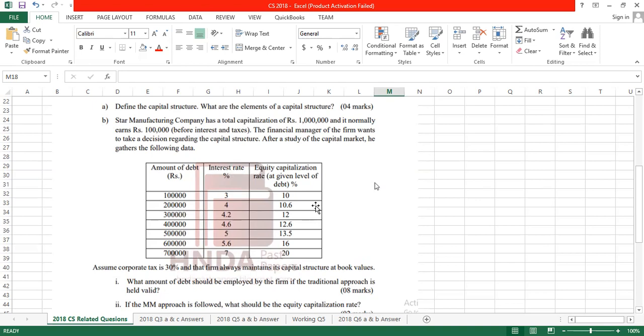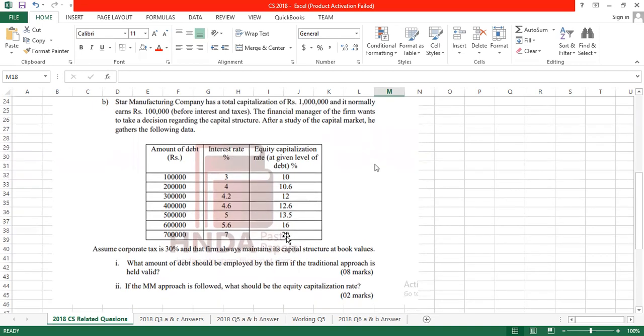Then also given is the equity capitalization rate, that means the cost of equity rate, for each amount of debt. Then also given, assume corporate tax is 30% and that the firm always maintains its capital structure at book values. They ask two questions. The first one is, what amount of debt should be employed by the firm if the traditional approach is held valid. That means they ask for the optimal capital structure.